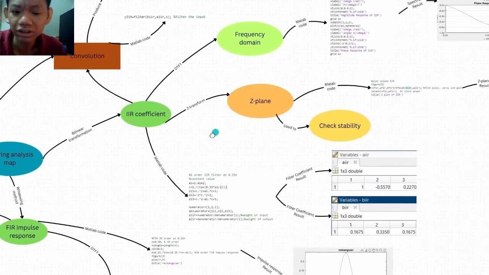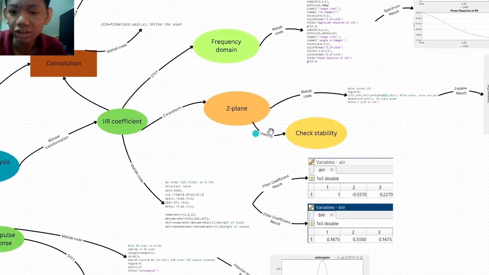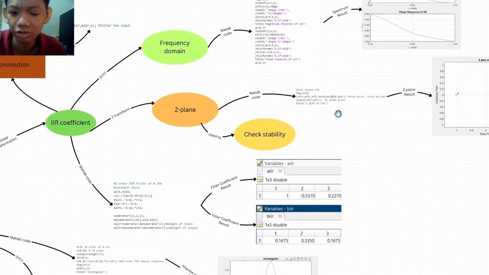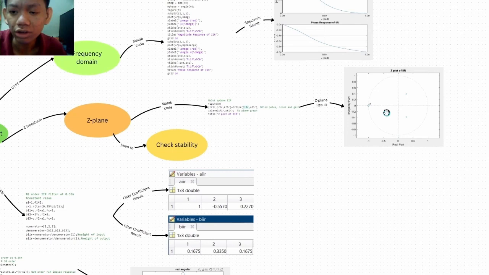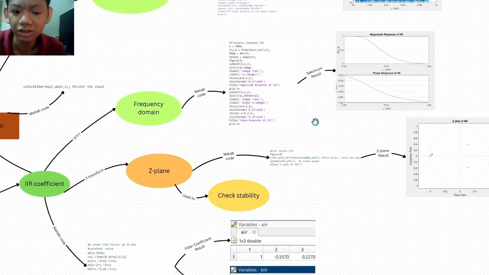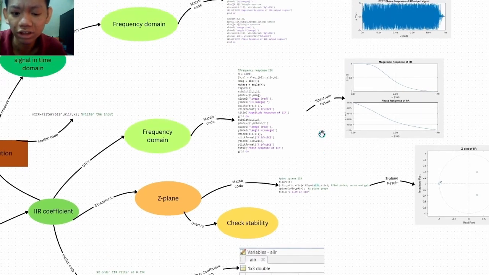Then we find the poles and zeros of the IIR filter with the coefficients using the tf2zpk function. Then we can plot the Z-plane by using the poles and zeros with the zplane function to check its stability. The poles of the IIR response are inside the unit circle, so it is stable. Then we use the freqz function to convert the IIR into frequency response to examine its magnitude at different frequencies. The magnitude at low frequencies is 1, and it gradually decreases as the frequency increases. So it is a low pass filter.